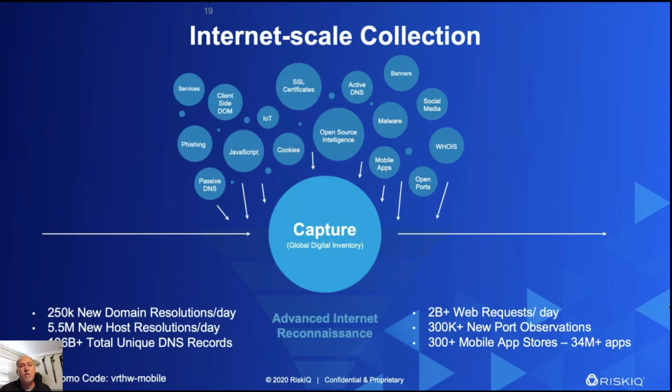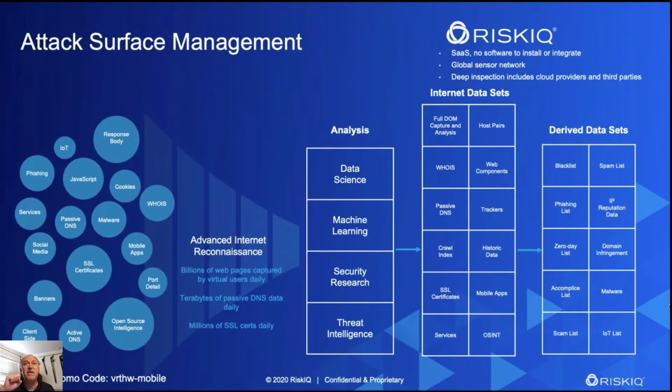And we're looking at the IP resolutions, the passive DNS. We do about 2 billion web requests a day, and all the open ports that we see, how they change. And when you look at the services inside of Passive Total, that's the last 14 days of ports that we've seen. And then we have over 30 million mobile apps, and we look at over 300 mobile app stores. As that data comes in, we have our threat researchers that find something new, interesting.